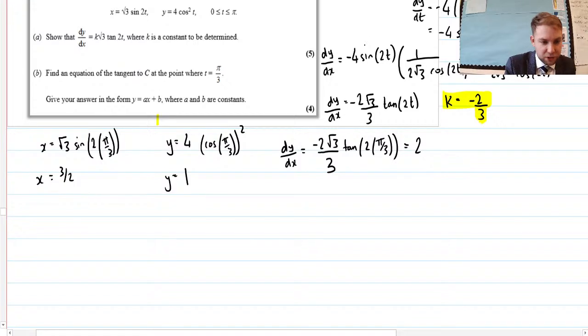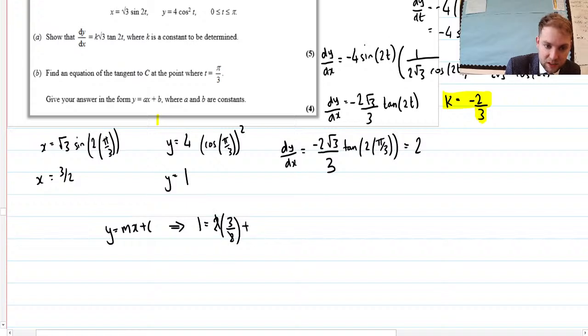So we've got this is equal to 2. Brilliant. So now we can just sub this in to y equals mx plus c, which gives us y, which is 1, is equal to m, which is the gradient, which is 2, times by x, which is 3 over 2, which actually cancels again. Lovely there. Plus c, sorry, I should say. So we end up with 1 is equal to 3 plus c, which means that c is equal to negative 2.